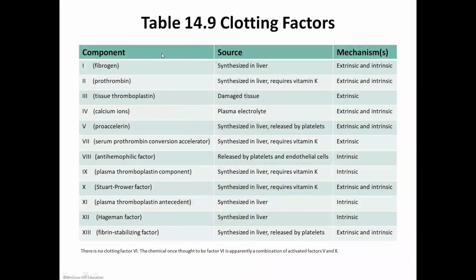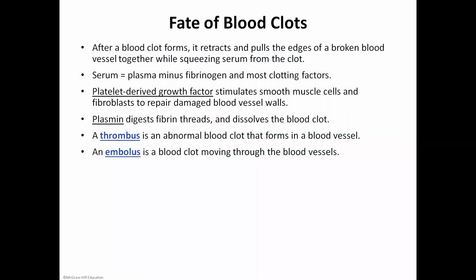All right, so this just kind of helps you to see those different clotting factors. You do not have to memorize this. This is for your FYI. All right, and when we think about blood clots themselves, after a blood clot forms, it actually retracts and pulls the vessels together, and it's kind of squeezing the serum from the clot. So when we think about the term serum, it's actually plasma minus the fibrinogen. And plasmin is actually going to help to digest the fibrin threads, and it helps to dissolve the blood clot.